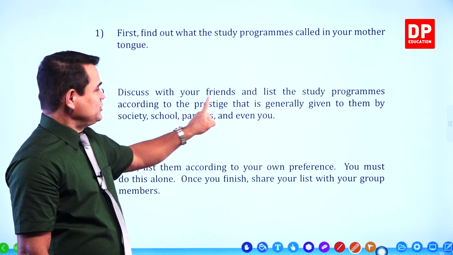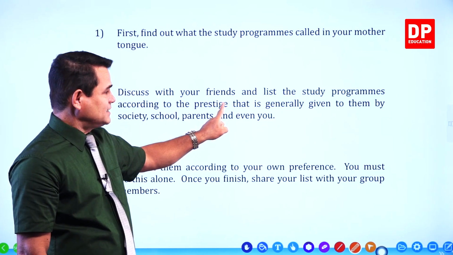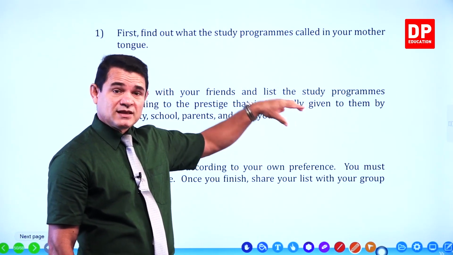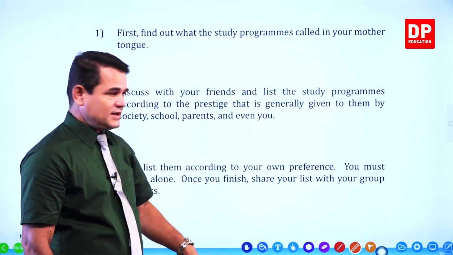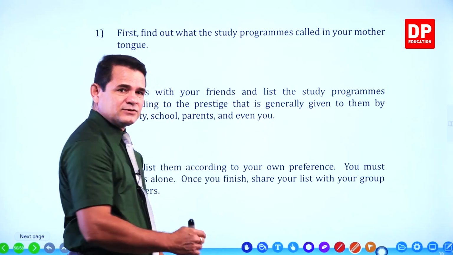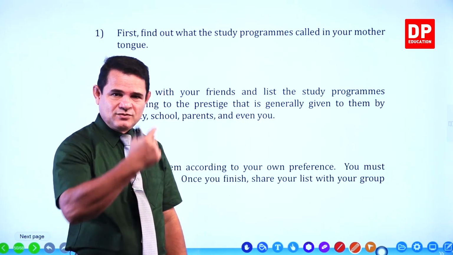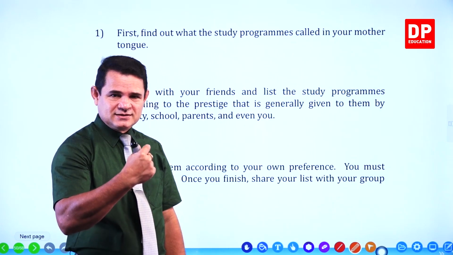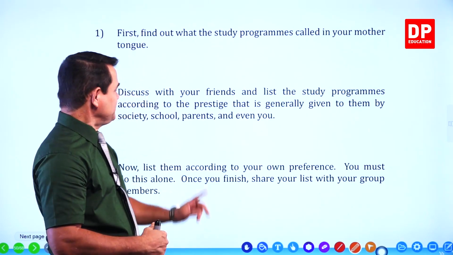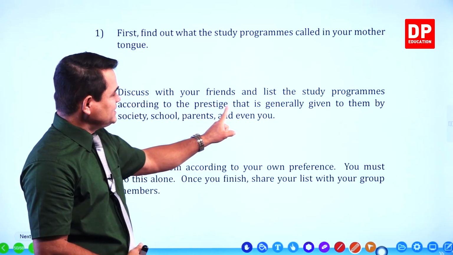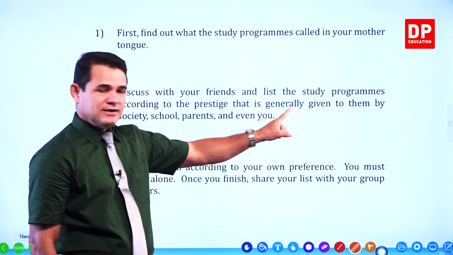Then discuss with your friends. යාළුවත් එක්ක discuss කරලා list the study programs. ඒ programs ටික list out කරන්න ඕනේ. අරකේ තිබුණේ තනින් තනනේ. So you have to make a list, one below the other, right? එකක් යට එකක් එන්න. And according to the prestige that is generally given to them.